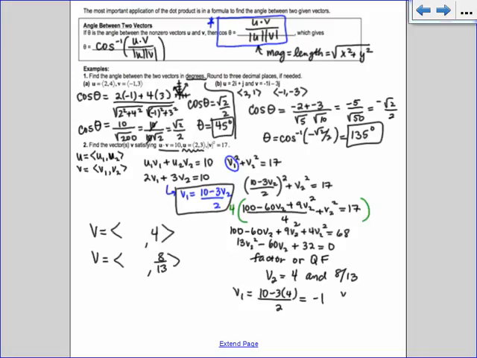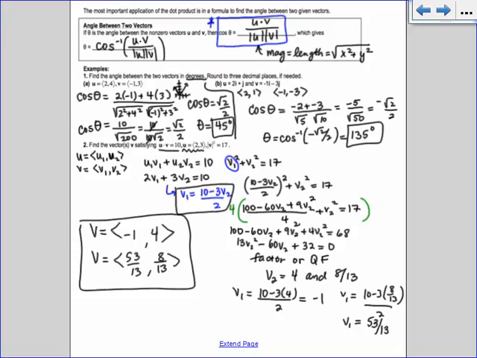And for the other one, v1 would be 10 minus 3 times 8 over 13, all over 2. And for that one, it ends up being 53 over 13. Okay, so we get -1 and 53 over 13. But both of these are my solutions.